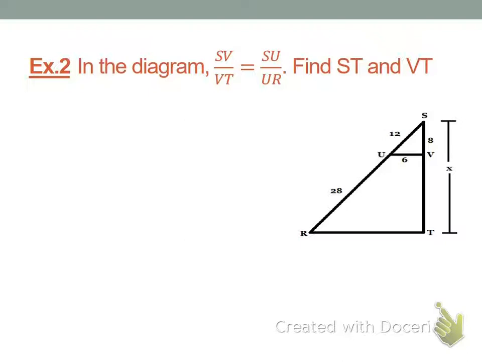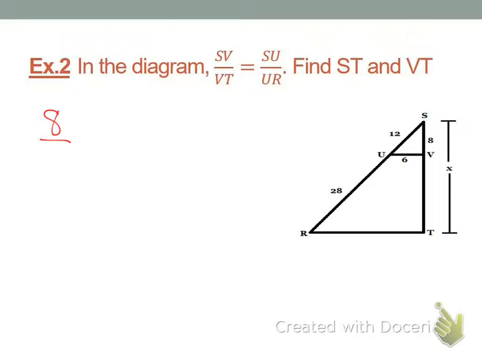In the diagram, SV to VT is equal to SU to UR. Find ST and VT. In my opinion, the best way to start these is to take the proportion they give you and fill it in with numbers or variables or expressions from the diagram. So, SV has a length of. VT is a little tricky. Does anybody know how we could express VT?